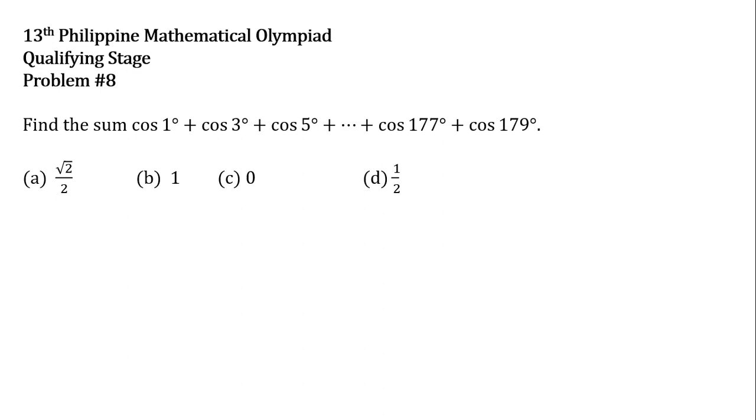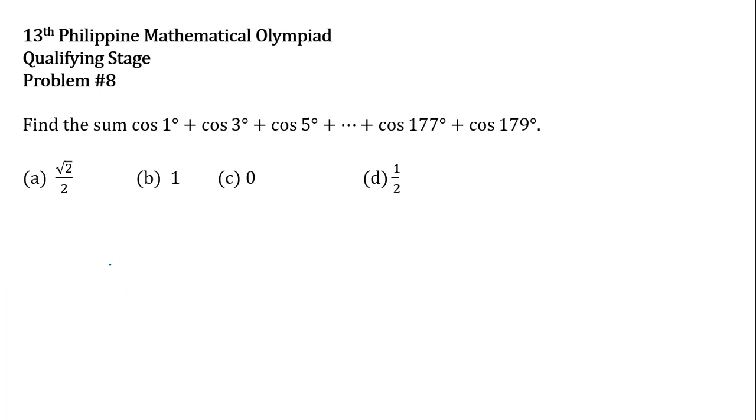Okay, so it is obvious that we have here pairs of supplementary angles. For example, 1 degree and 179 degrees. Another, 3 degrees and 177 degrees. We also have 5 degrees and 175 degrees. So there is actually a trigonometric identity that involves the cosine of supplementary angles.